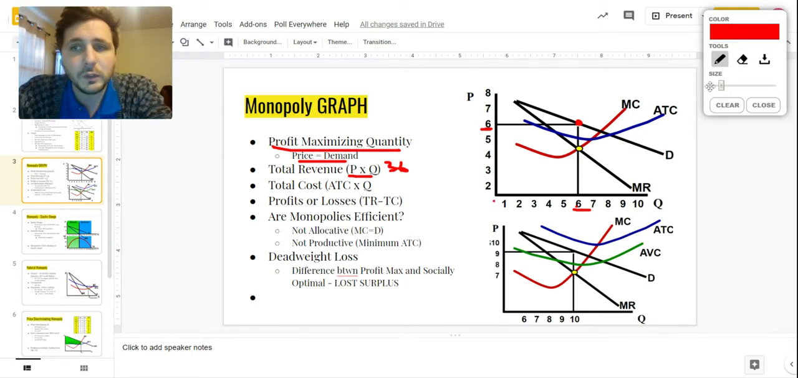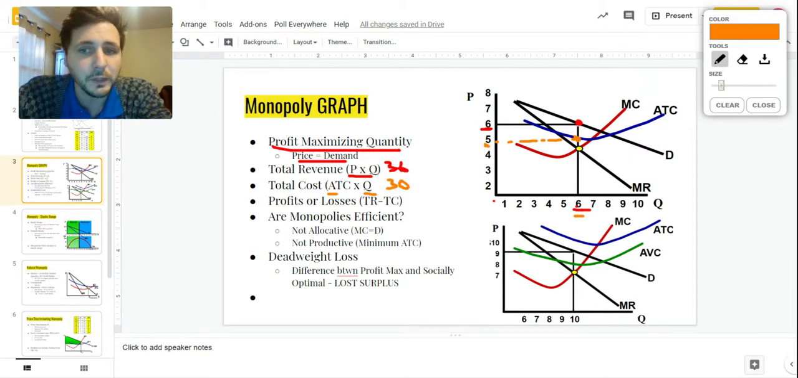Then I have to find my total costs. Let me change colors here. On my total costs, I take the quantity of 6 all the way up until I hit ATC. That's right there. I dash over. My average total cost is going to be 5. So it's average total cost times quantity, so 5 times 6, or 30. And then I find my profits or my losses. So here I'm going to have profits. My profits are the distance between my total revenue, the big box, and my total cost, the little box.